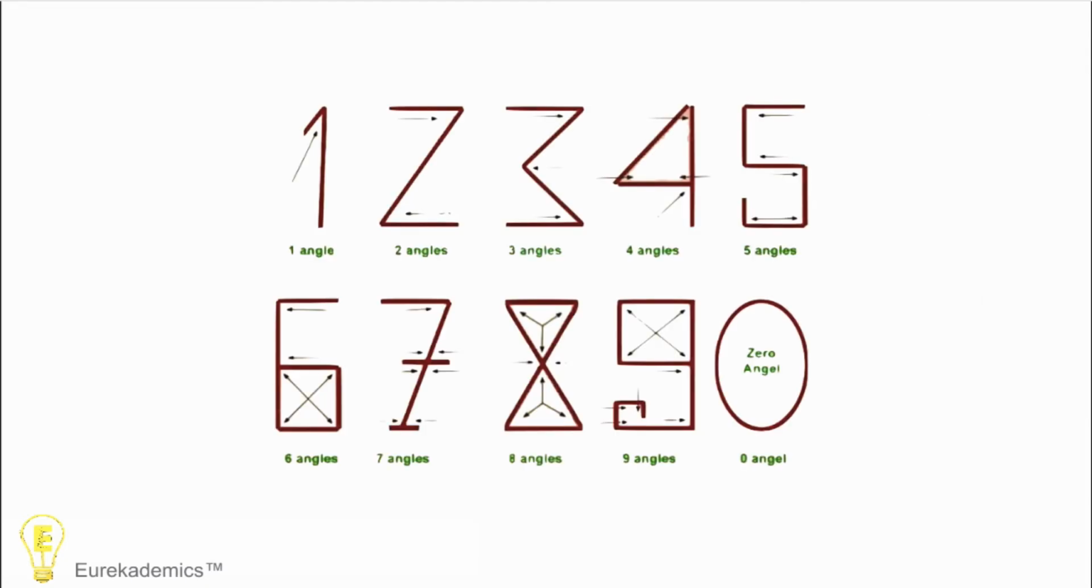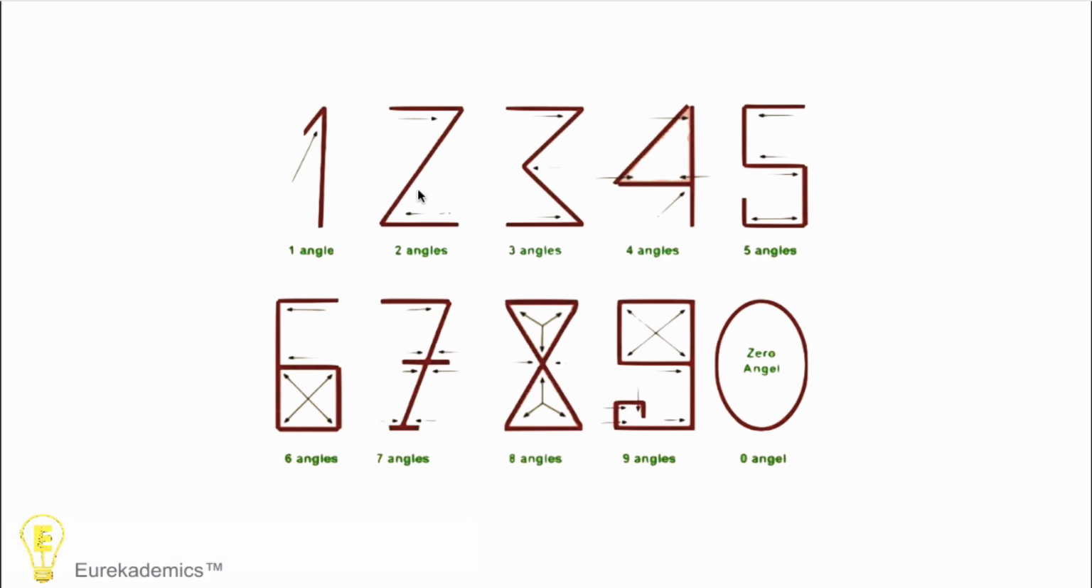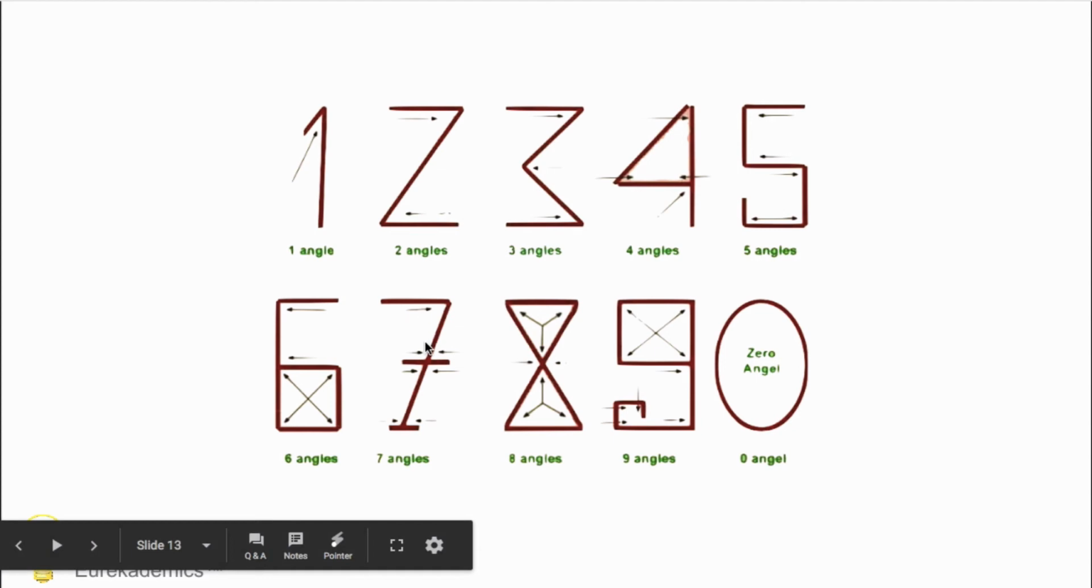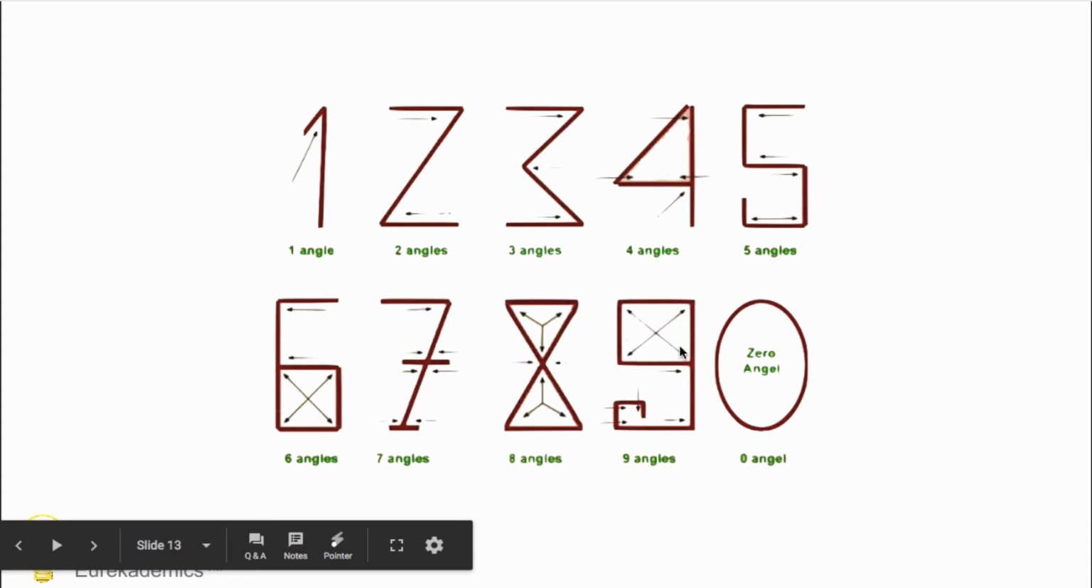Here are the digits, and modern mathematicians believe it has something to do with the number of angles. Here's 1, there's 2 angles, this is 3. There's 1, 2, 3, 4, then 1, 2, 3, 4, 5. Ooh. 1, 2, 3, 4, 5, 6. 1, 2, 3, 4, 5, 6, 7. Aha. 1, 2, 3, 4, 5, 6, 7, 8. Works. 1, 2, 3, 4, 5, 6, 7, 8, 9. We're good. And 0 is our last number.